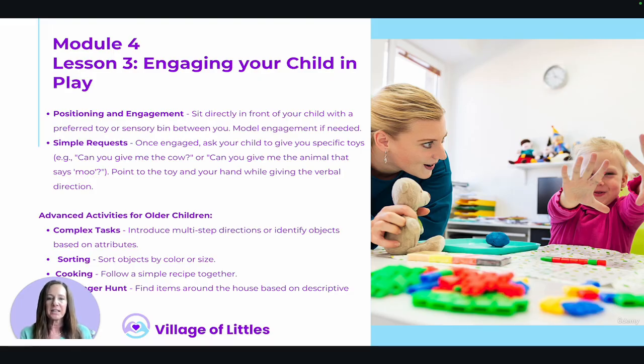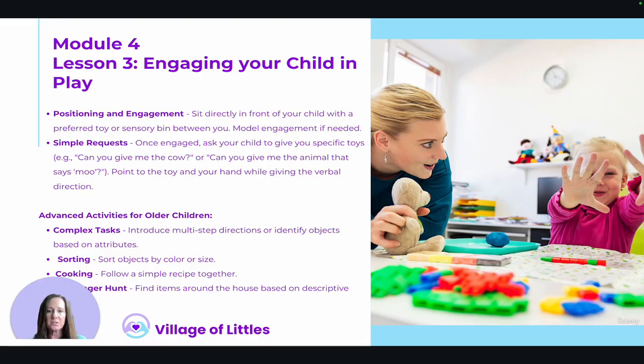Once your child is engaged in the play activity, you can introduce simple requests to help build their receptive language skills. Start with straightforward instructions like, "Can you give me the cow?" or "Can you give me the animal that says moo?" As you give these verbal directions, point to the toy and then to your hand. This combination of verbal and visual cues reinforces their understanding and makes it easier for them to follow along.